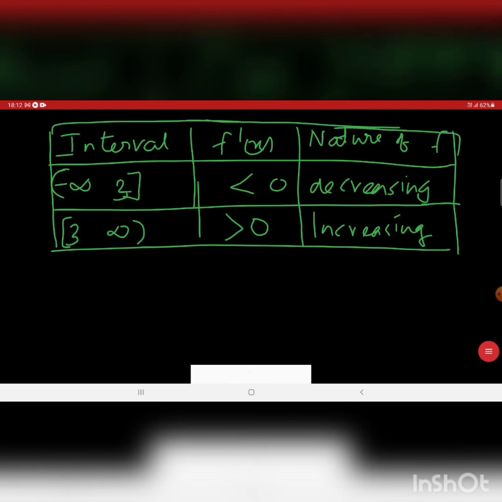Now, if we take the open interval, we can say that the function is strictly monotonic in it. So the function f of x is strictly decreasing in the open interval minus infinity to 3, and strictly increasing in the open interval 3 to infinity.